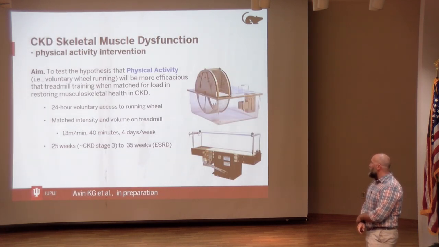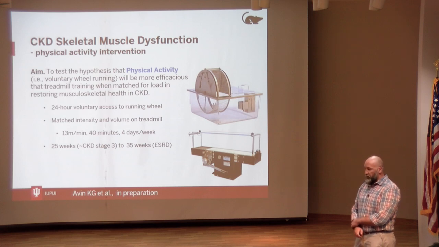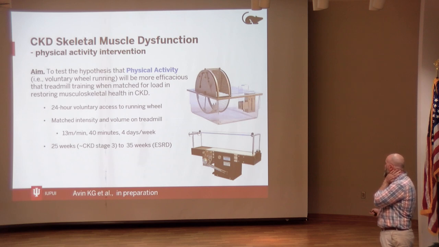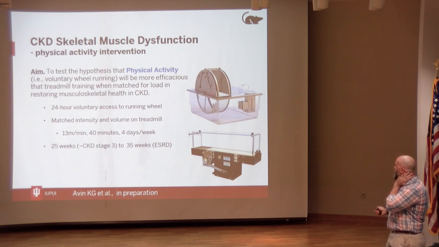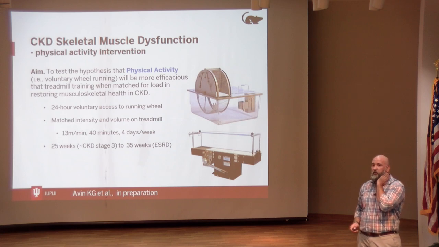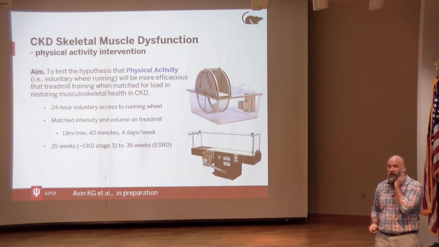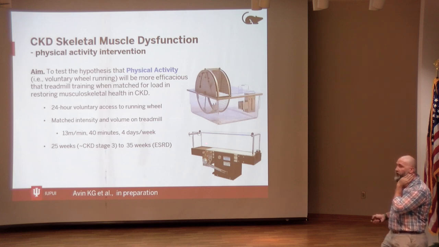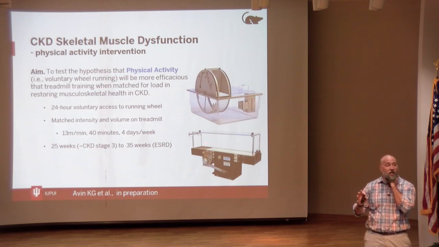So now, the latest study that we did, that's in preparation, the manuscript is in preparation, we wanted to compare the physical activity wheel to treadmill, but what we did was we matched the volume. So the animals were typically running about 600 meters per day. And so we made sure that they ran 600 meters within that 40-minute period to kind of get a match for volume.